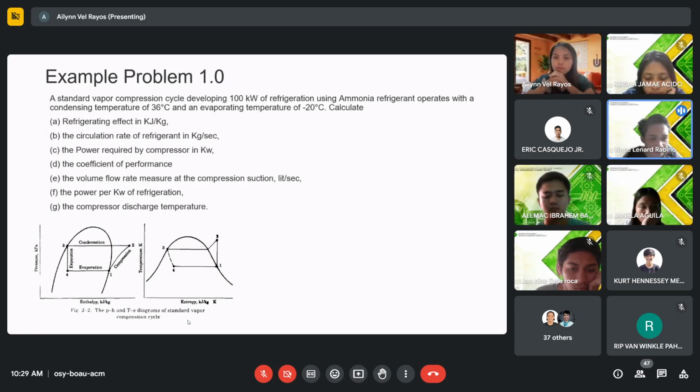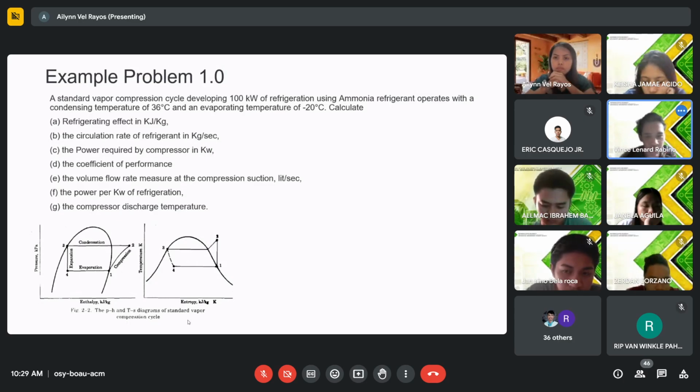A standard vapor compression cycle developing 100 kilowatts of refrigeration using ammonia refrigerant operates with a condensing temperature of 36 degrees Celsius and an evaporating temperature of negative 20 degrees Celsius. Calculate: A. the refrigerating effect in kilojoules per kilogram; the circulation rate of refrigerant in kilograms per second; the power required by the compressor in kilowatts; the coefficient of performance; the volume flow rate measured at the compressor suction in liters per second; the power per kilowatt of refrigeration; and the compressor discharge temperature.